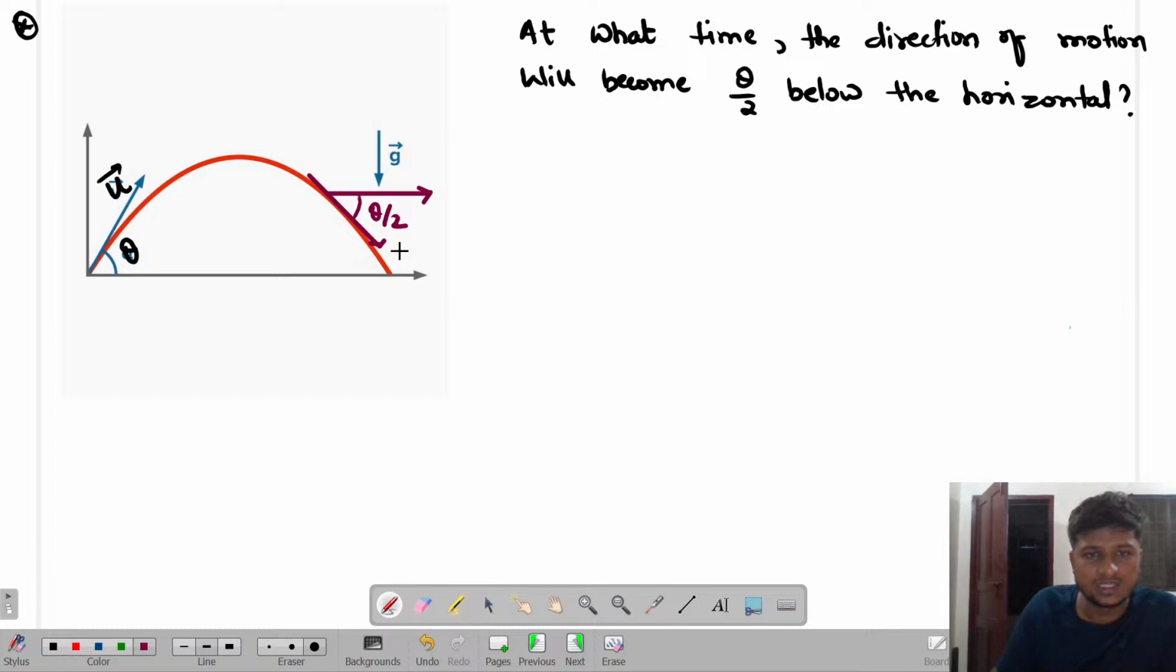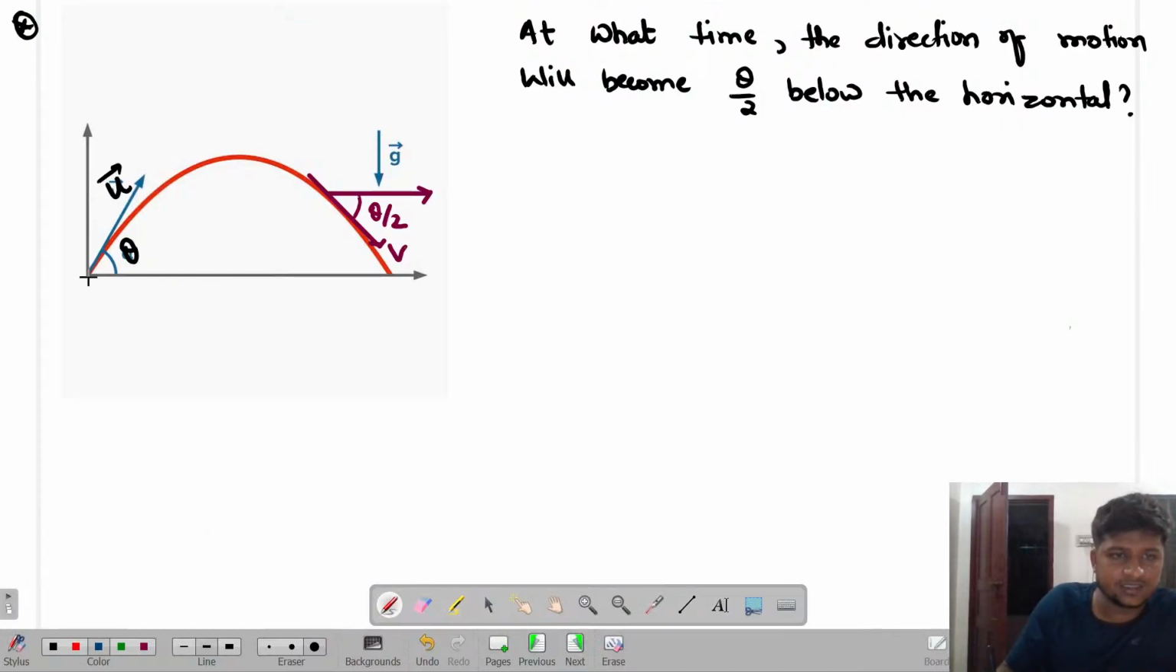And this is my final velocity direction. Is this clear? So this is called our direction of motion at theta by 2 below the horizontal. Are you able to get me, guys? Yes or no? Ojaswini, is this clear? Daksha, is this clear? Can you hear me, guys? Okay. Point is very, very simple.